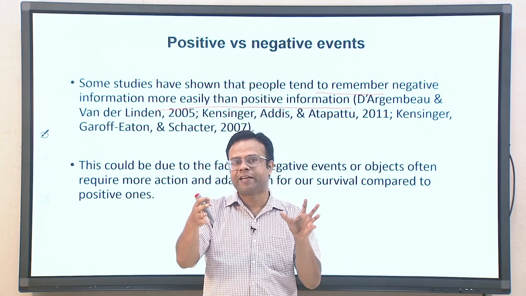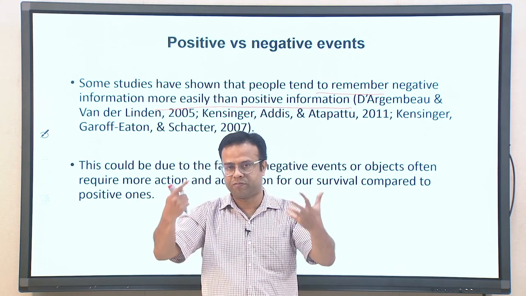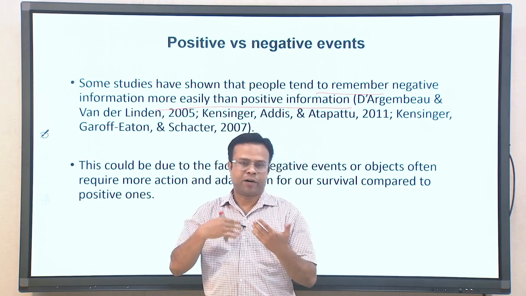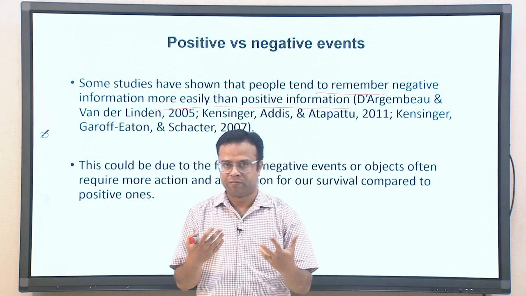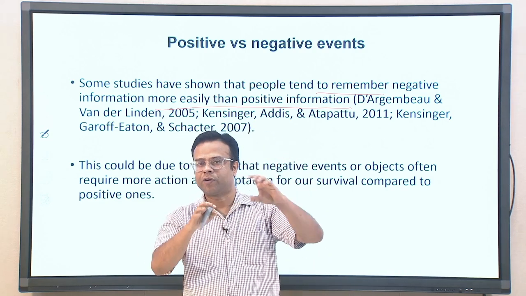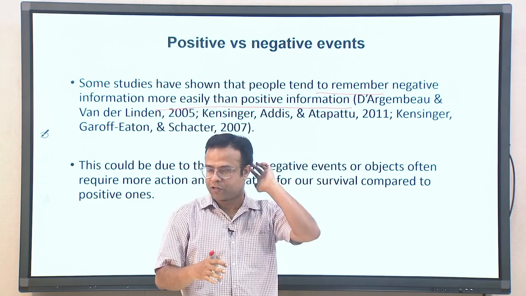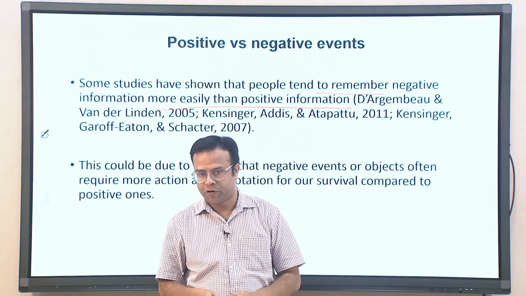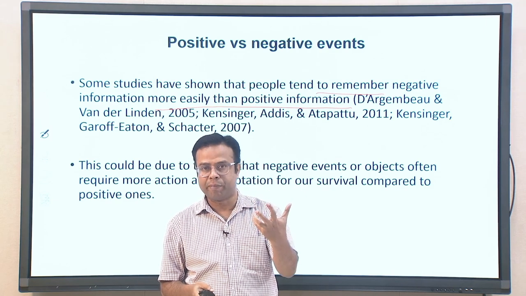Because if something is negative, it can be dangerous to us, so we need to pay attention to it. This is how our whole biology has evolved. As compared to the positive ones, where there is no immediate survival danger. Positive is more related to a kind of luxury that we experience. It has no direct survival importance. So, that is one of the evolutionary explanations that can be given for why negative events are remembered more, because of their survival value.